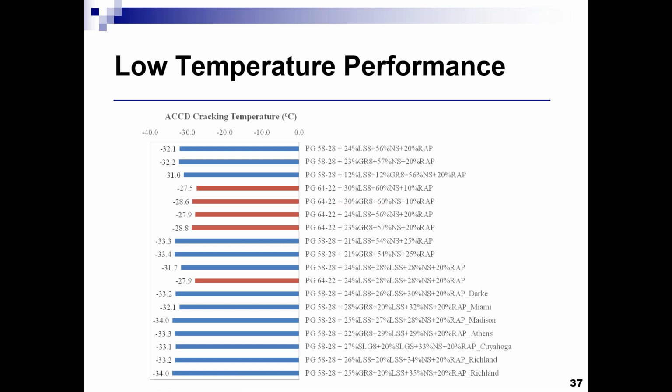64 minus 22 gave us better resistance to rutting, but 58 minus 28 gave us better resistance to fatigue cracking, moisture-induced damage, and also low temperature cracking. For the sake of time, I'm not going to go over the results for all the other effects because, again, I have, in addition to binder grade and binder content, the effect of the aggregate, coarse aggregate type, fine aggregate type, RAP content, aggregate source, and so on and so forth.